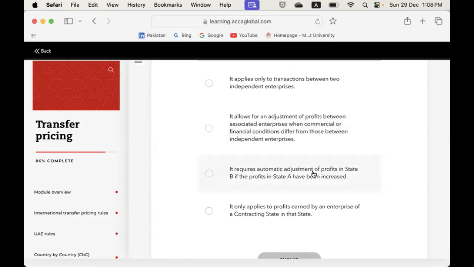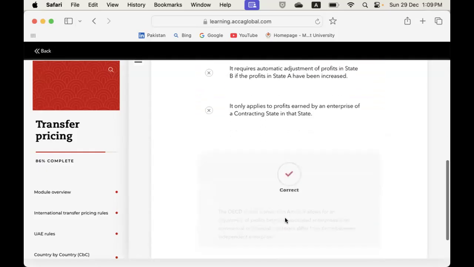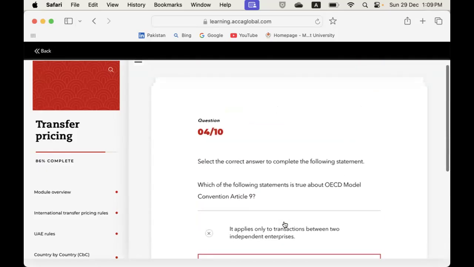It requires automatic adjustment of profits in state A, in state B if the profits of state A. No, it does not allow automatic adjustment of profits. Not this. It only applies to profits earned by an enterprise of a contracting state in that state. No, absolutely wrong. So this is the correct one. It allows for adjustments of profit between associated enterprise when market conditions are different from the associated. Yep. Let's go to the next one.